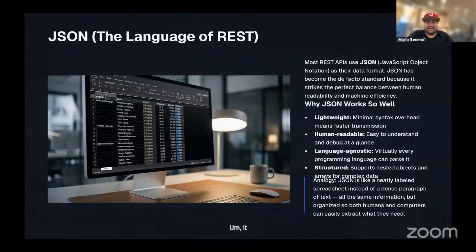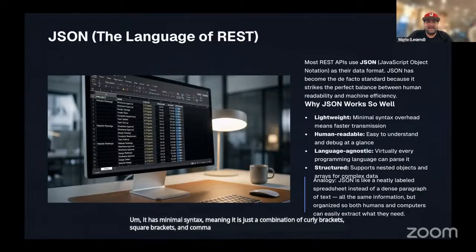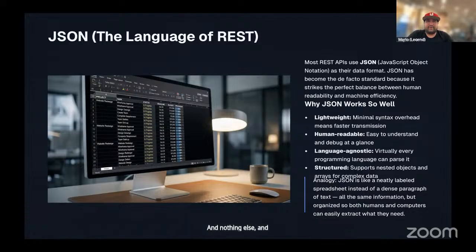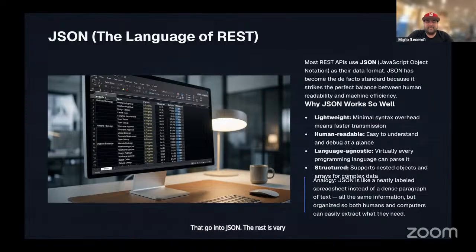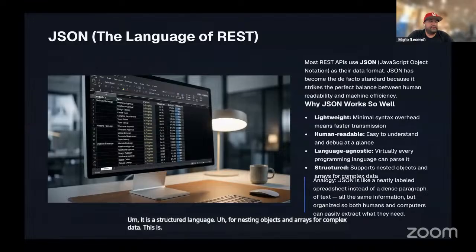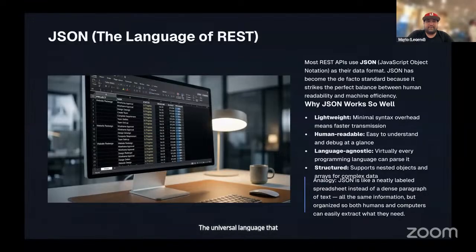It has minimal syntax, meaning it is just a combination of curly brackets, square brackets, and commas, and nothing else, and quotation marks and colons. So there's maybe 5 or 6 different types of punctuation and or formatting that go into JSON. The rest is very simple. It is a structured language for nesting objects and arrays for complex data. This is the universal formatting of that language that allows for communication of services on the internet.